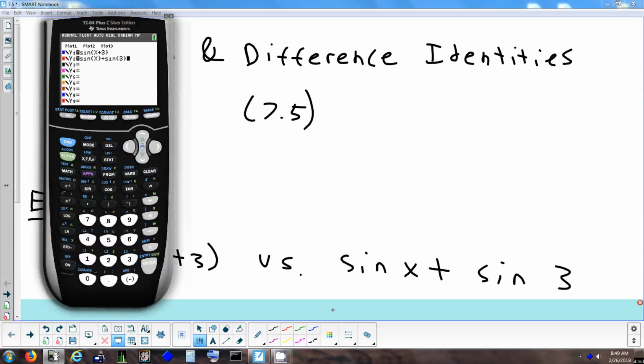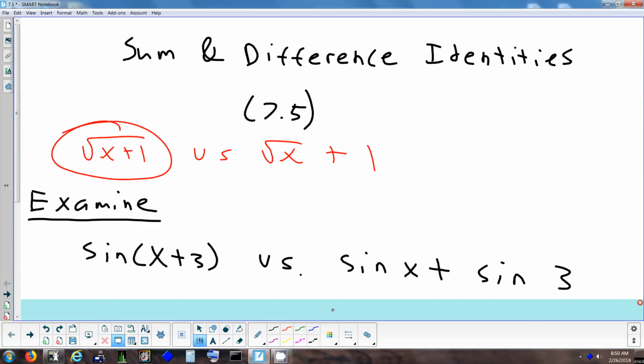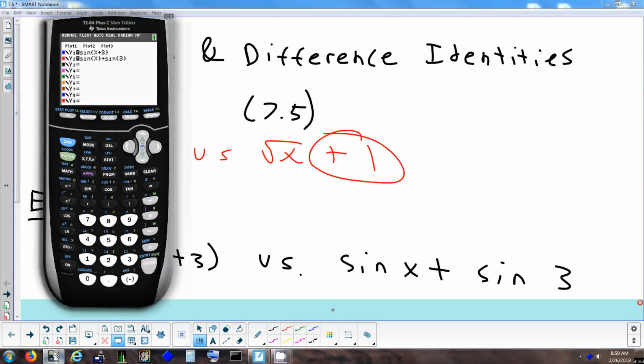Now before I hit graph, when you do transformations, is there a difference if you put something inside the parentheses or outside the parentheses? Yeah, it does make a difference. If you have this versus this, whether it's adding a number inside the function or outside the function, it does make a difference. This is a left phase shift, that's horizontal. That's a vertical shift.